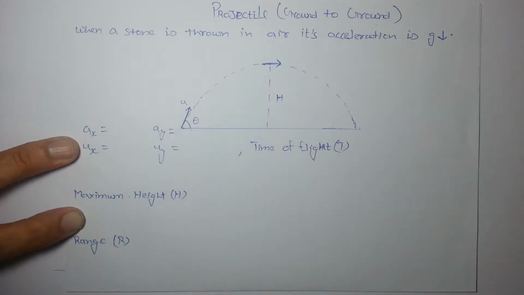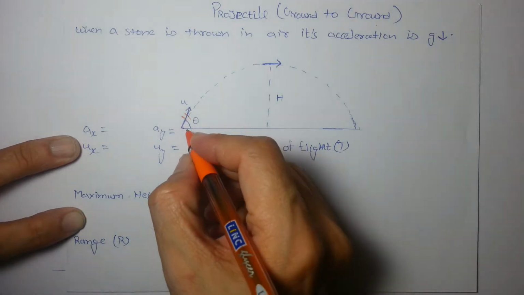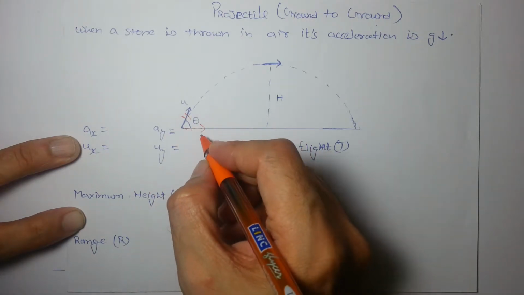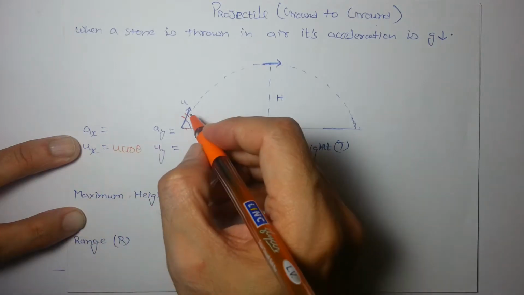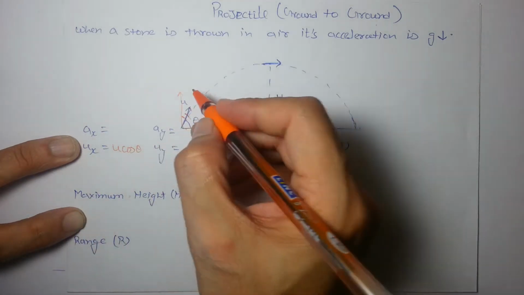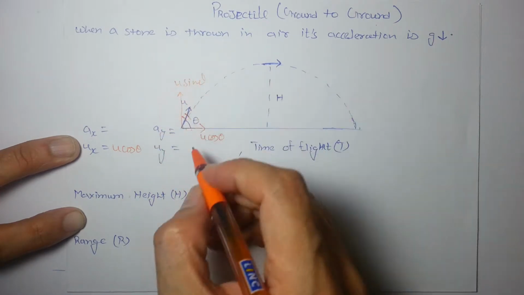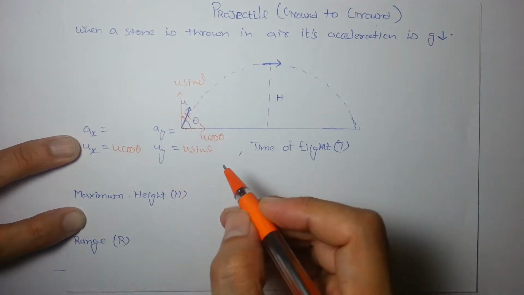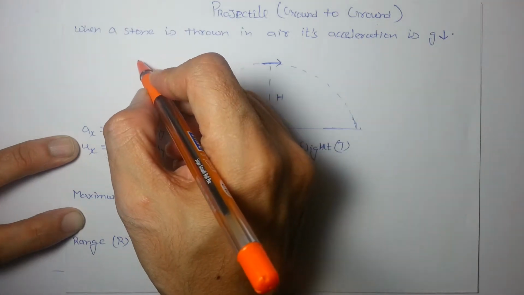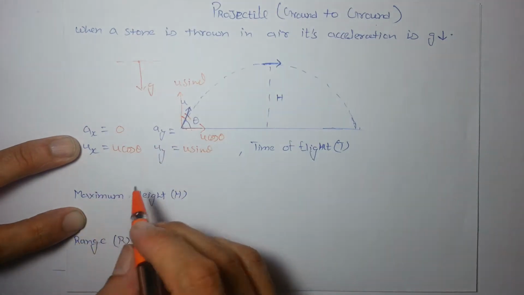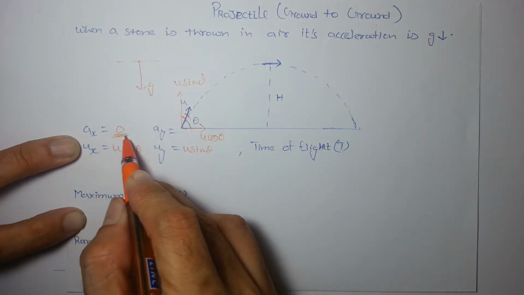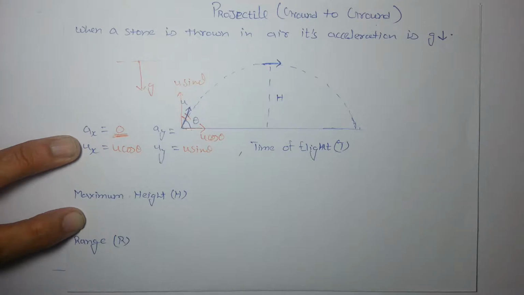What we'll do is take the components of u in mutually perpendicular directions. This component will be called ux, which is u cos theta, and the component in this direction will be uy, which is u sin theta, and the acceleration is g downward. So it has no x component, ax is 0. This is a very important thing: no acceleration in x direction.